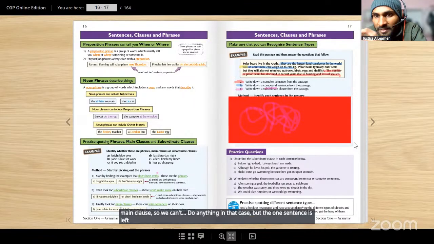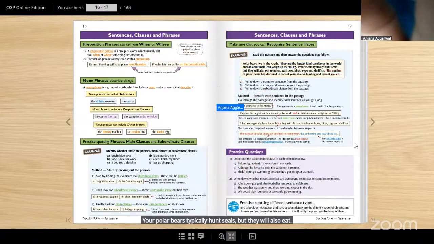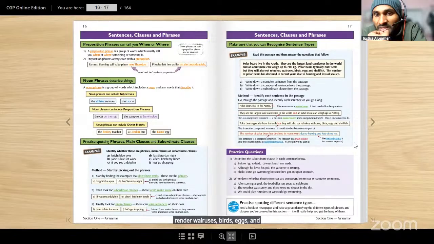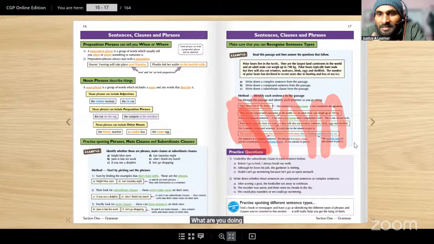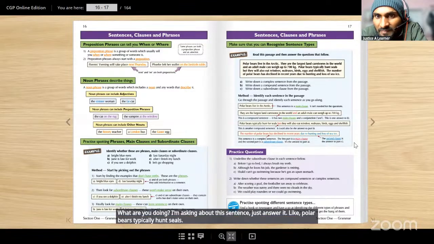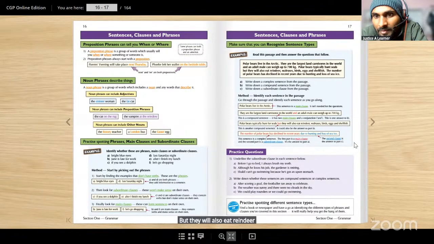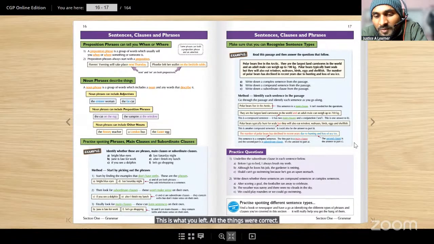Polar bears typically hunt seals, but they will also eat reindeer, walruses, birds, eggs, and shellfish. So it uses "but", and both of them are what? I'm asking about this sentence. Just answer it. Polar bears typically hunt seals, but they will also eat reindeer, walruses, birds, eggs, and shellfish. This is what you left. All the other things were correct, but this is what you left.